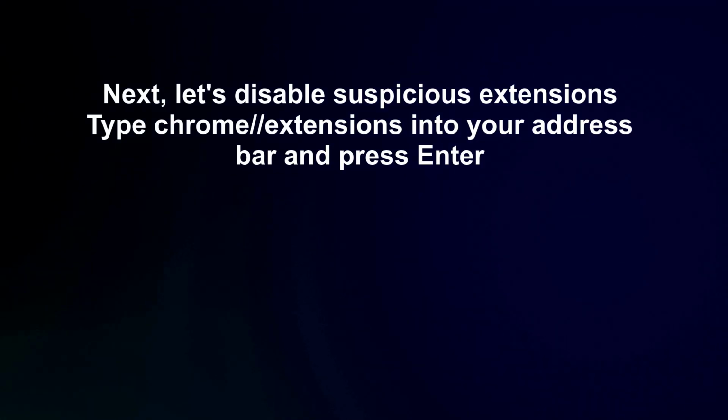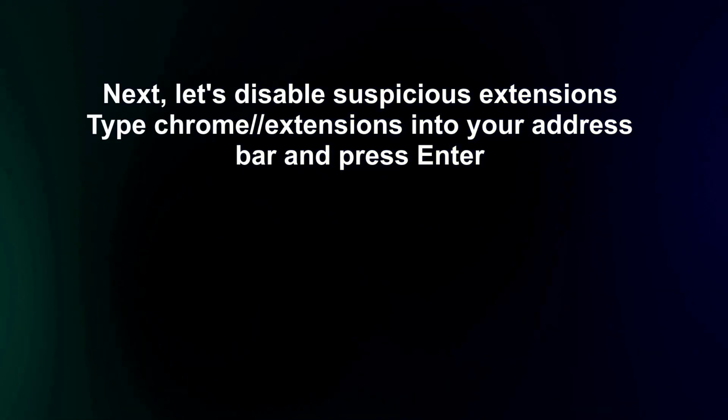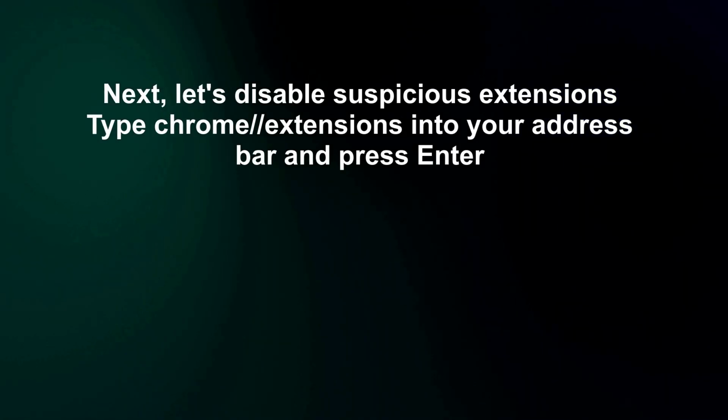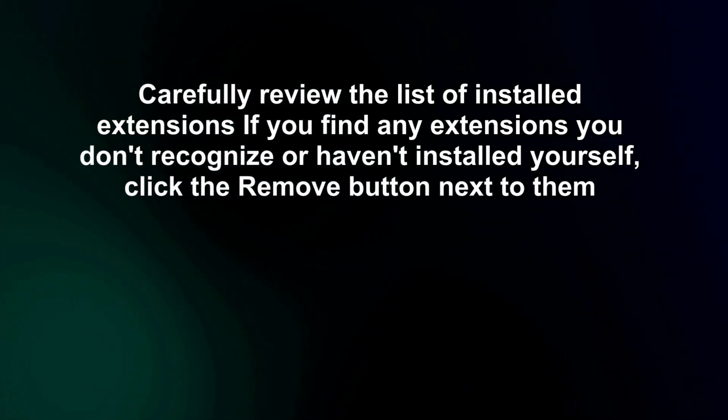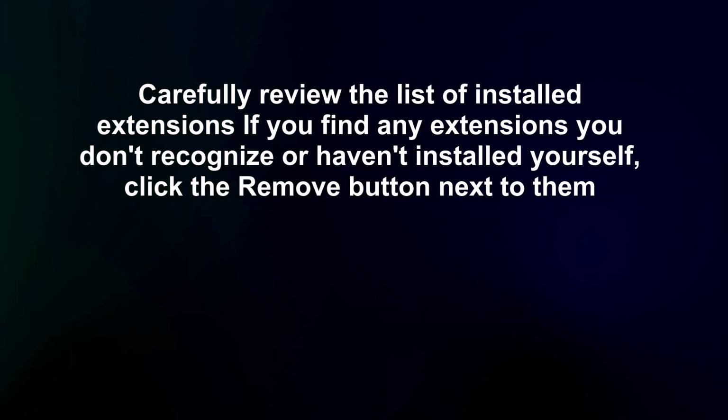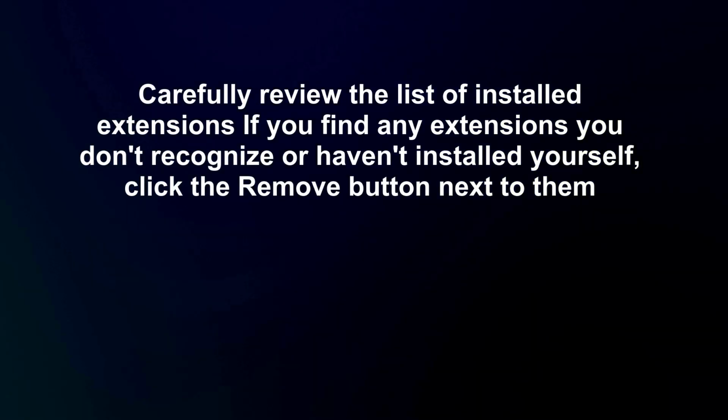Next, let's disable suspicious extensions. Type Chrome extensions into your address bar and press Enter. Carefully review the list of installed extensions. If you find any extensions you don't recognize or haven't installed yourself, click the Remove button next to them.